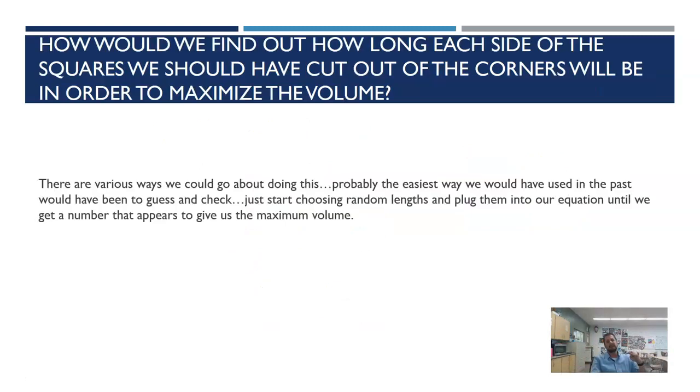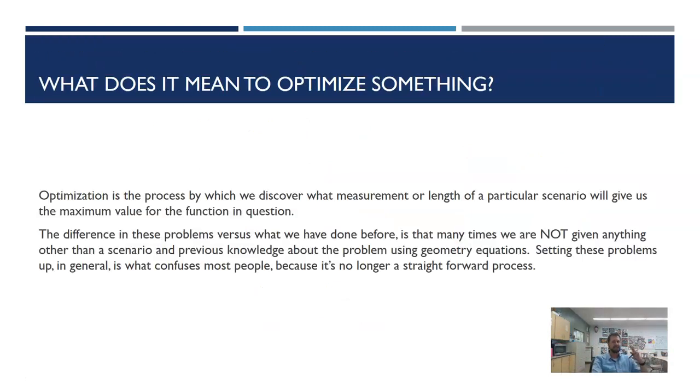What we've done here, and I'm skipping past all of these things because we've already talked about those, is what is known as optimizing something. When we optimize something, that means that we are trying to get a particular length or a measurement to be as large or as small as possible. Sometimes it is as small as possible. So we're trying to get the most out of something.